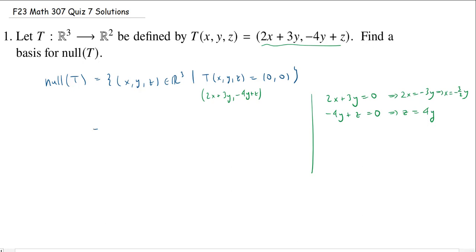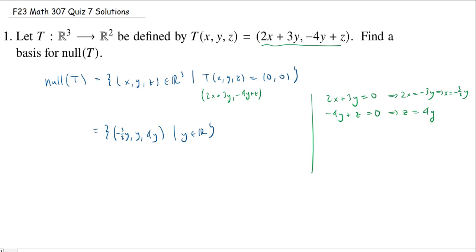And so I can rewrite this as a set of all things of the form, well, let me start by putting a y in the middle. I know that the x is going to be negative 3/2 y, and the z is going to be 4 times y. And there's no real condition here other than that y has to be a real number. That's it. So that's going to be my null space.